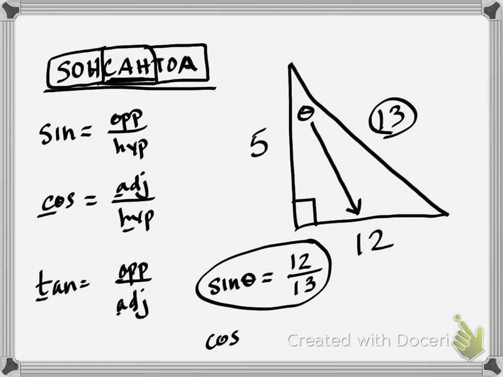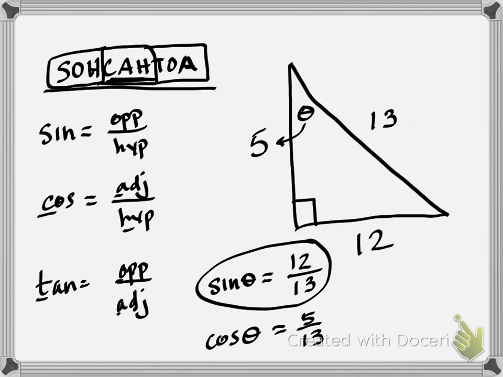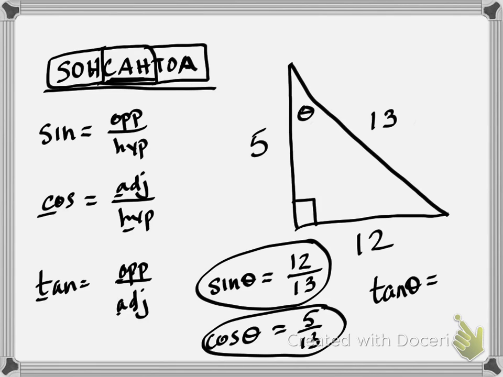The cosine of theta, if you look at your acronym SOHCAHTOA, would be the side adjacent. So the side adjacent would be 5 divided by the hypotenuse, 13. So 5 over 13, and there's your cosine. The tangent would be the last one. The tangent of theta would be the side opposite, 12, divided by the side adjacent, which would be the 5. And that's how you would find it.